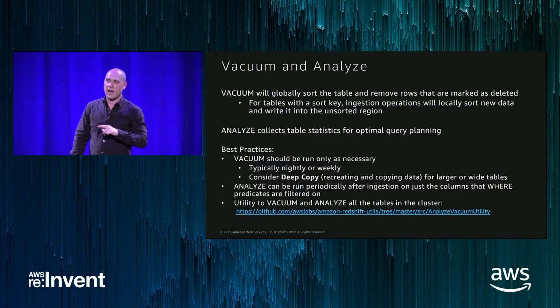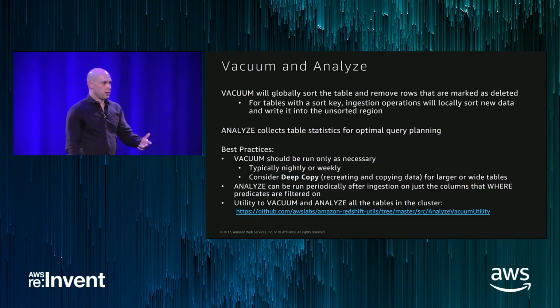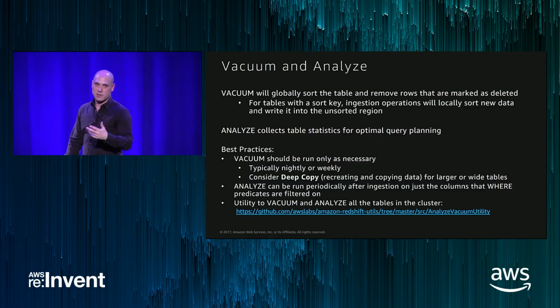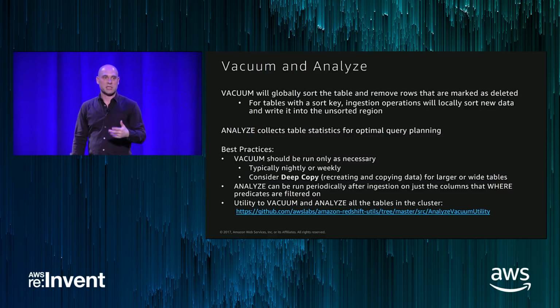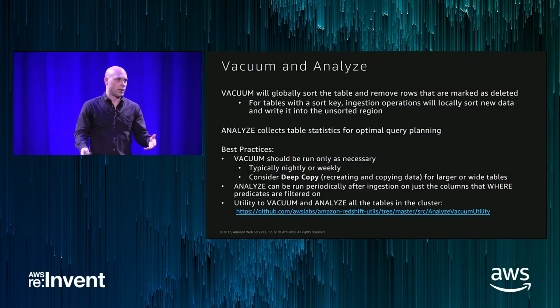The next piece is the analyze command, also very important. What it's for is collecting statistics on the tables in your Redshift cluster. So this is for the query planner so it can pick optimal plans. I'd say most customers run vacuum and analyze nightly, that's kind of a typical thing. It really only needs to be run as frequently as it needs to be, but that is pretty common, especially if you have a little bit of downtime in the evening.